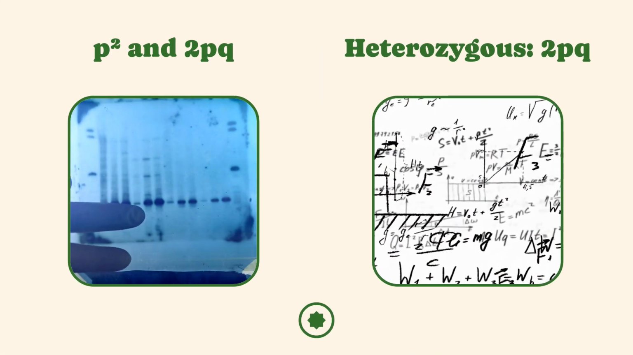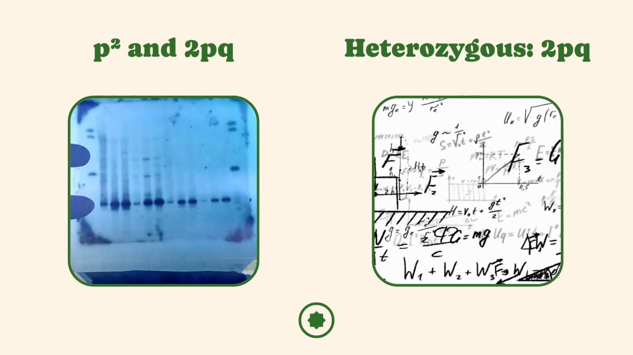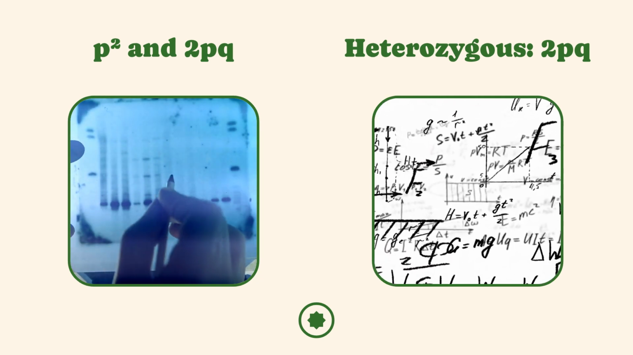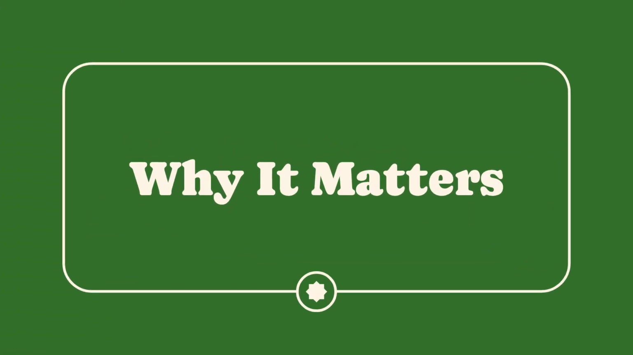Next, use the allele frequency equation p equals 1 minus q to calculate p, the frequency of the dominant allele. With both p and q, you can now easily calculate the remaining genotype frequencies, p squared for homozygous dominant and 2pq for heterozygous individuals. Understanding Hardy-Weinberg is more than just solving equations.